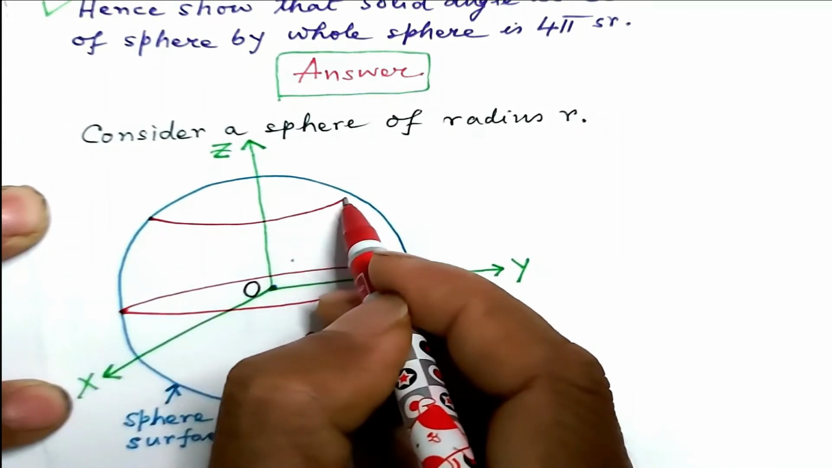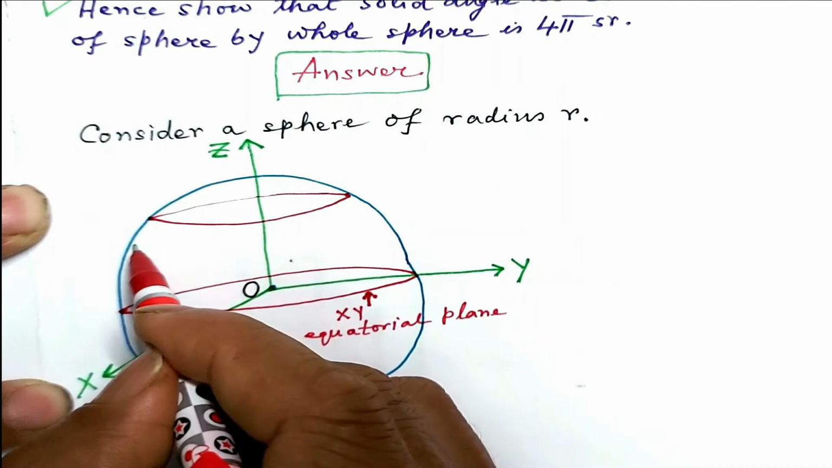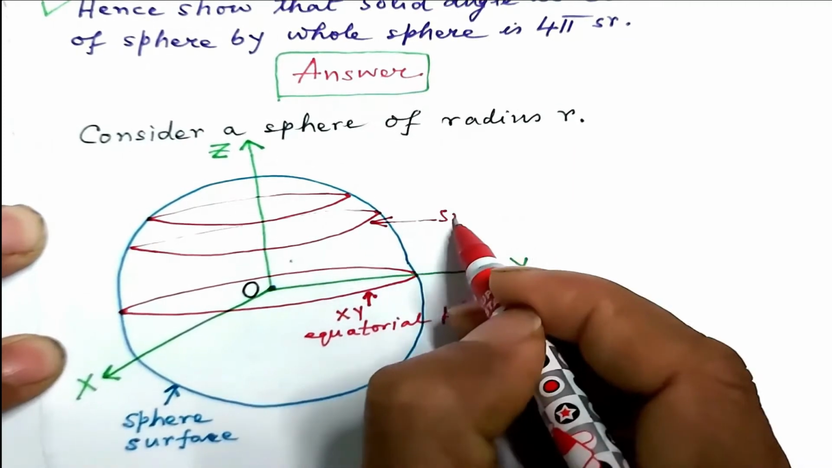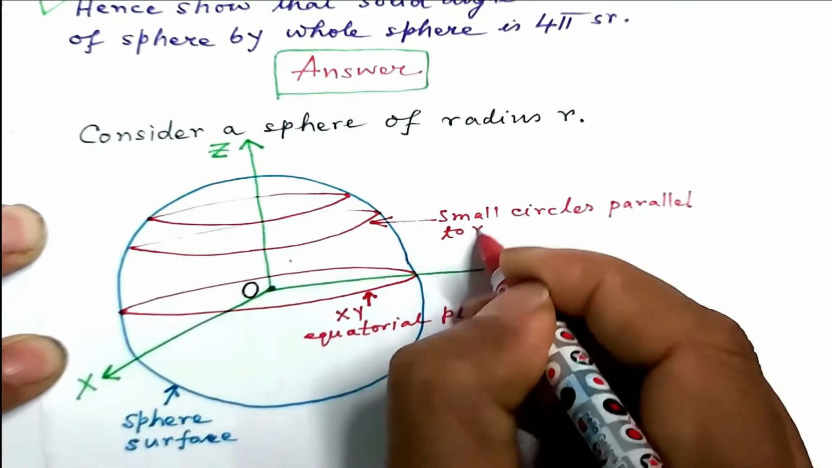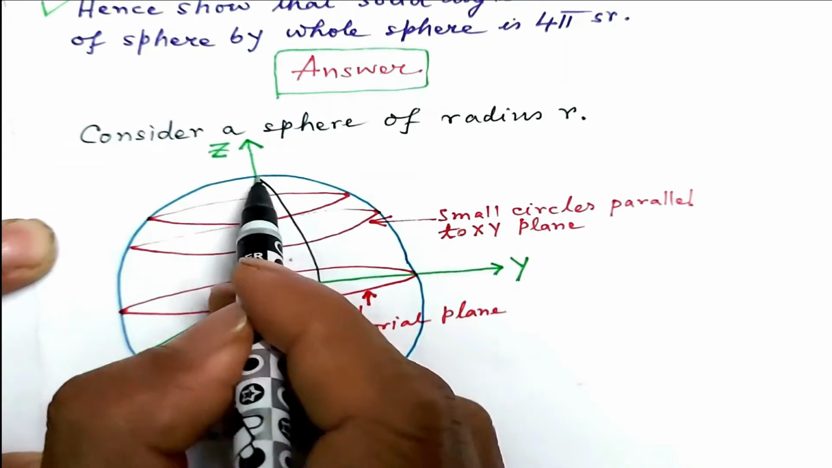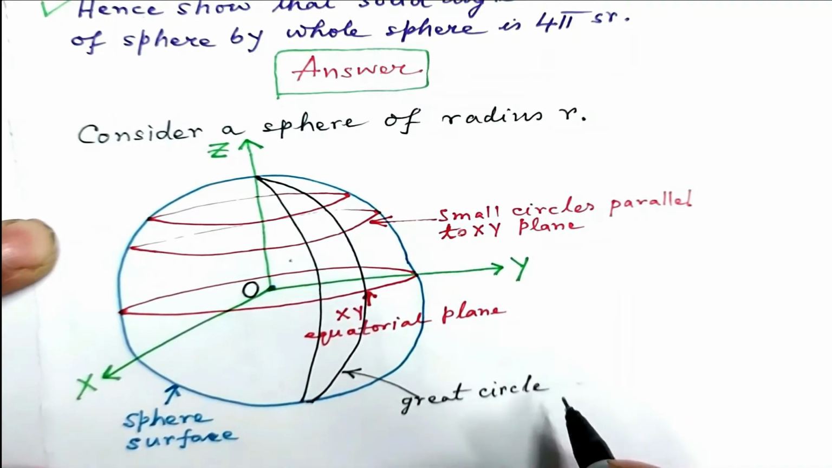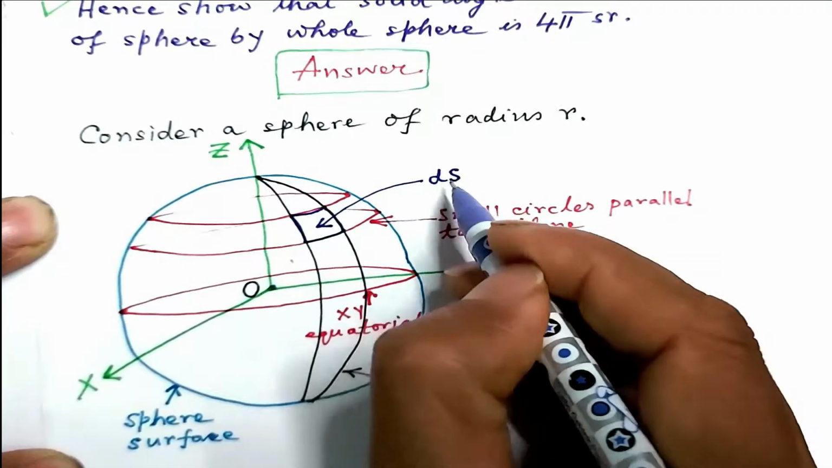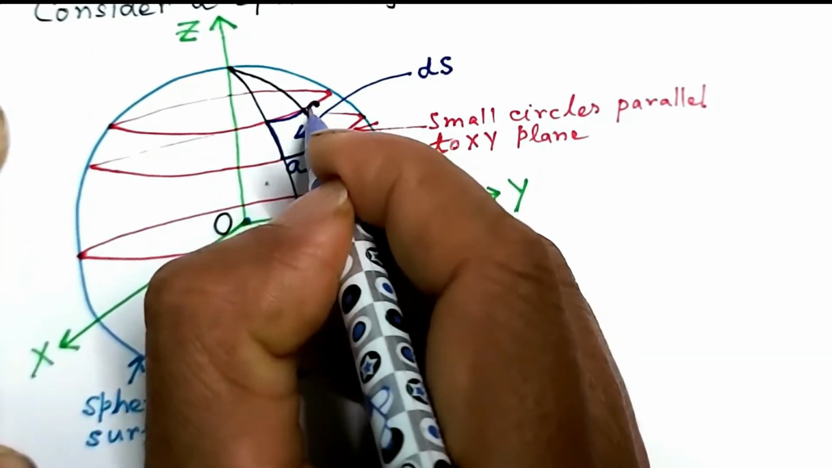This is a plane parallel to the equatorial plane. And this is another such plane that is parallel to the equatorial plane. In fact, these are small circles parallel to xy plane. Let us draw upon the sphere this great circle, and this is another such great circle. The four circles, I mean the two small circles parallel to xy plane and the two great circles, intersect and hence produce a small element. Let us show it. Call it dS and label it as A, B, C, D.